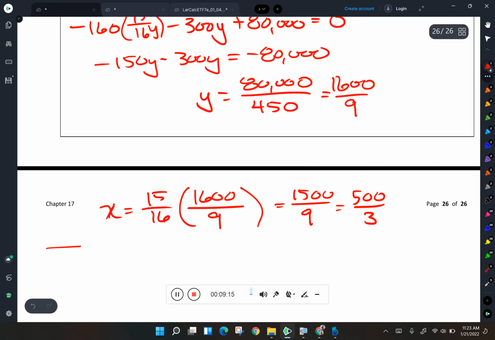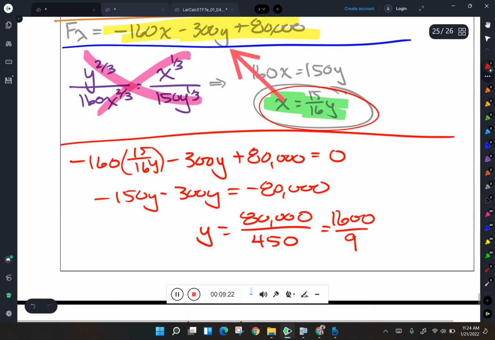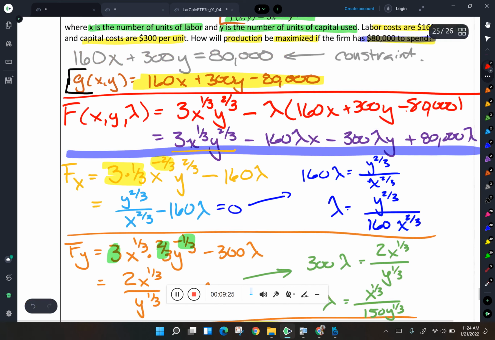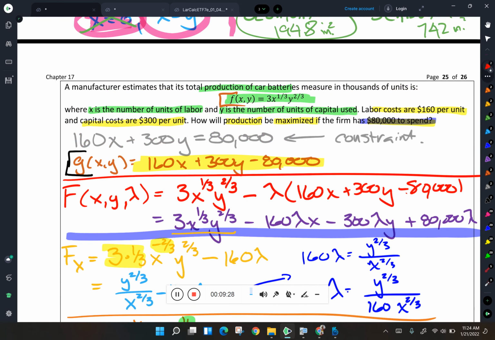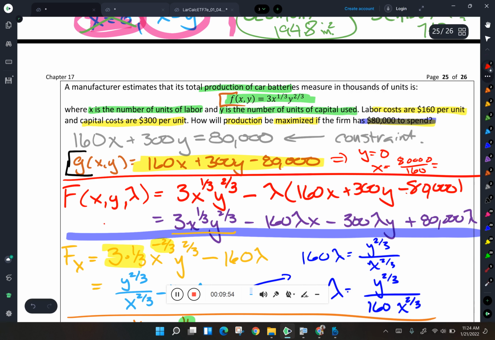Okay, I've got the same problem that I had a long time ago in the first example, where I only have one point, so I need to make up a second point to compare it to. So where's my constraint? My constraint's right here. So what if I let y equal 0, then what would x be? Well, x would be that 80,000 divided by 160, which is 500. So there's my comparing point.